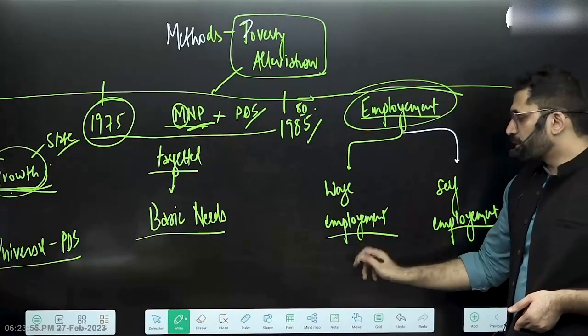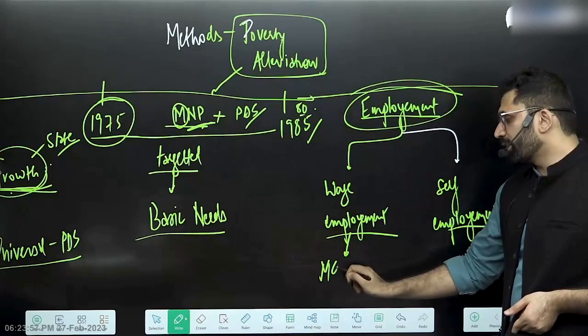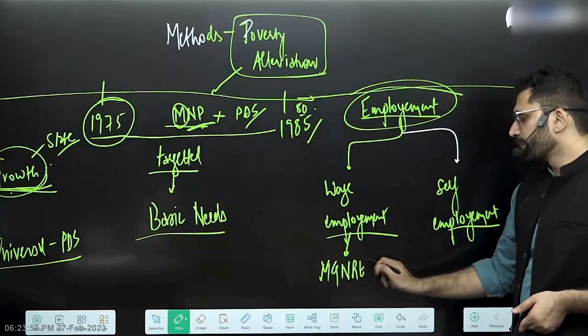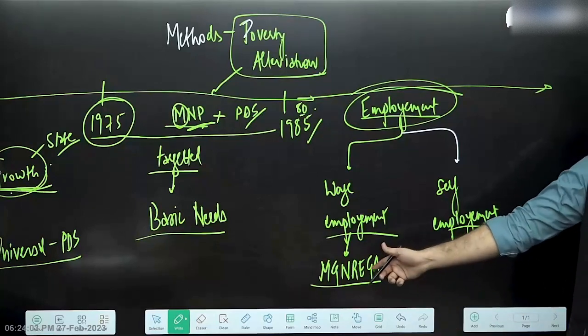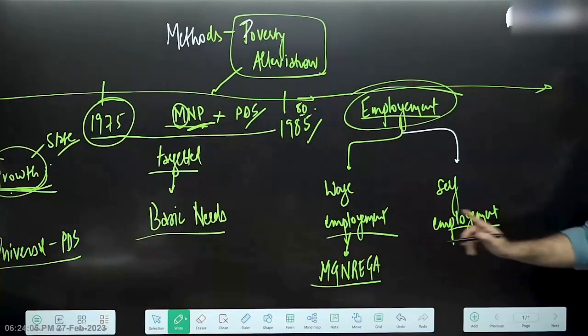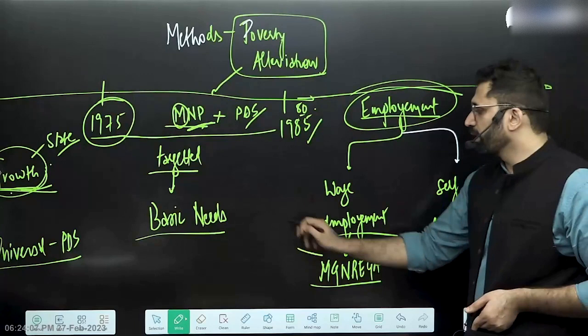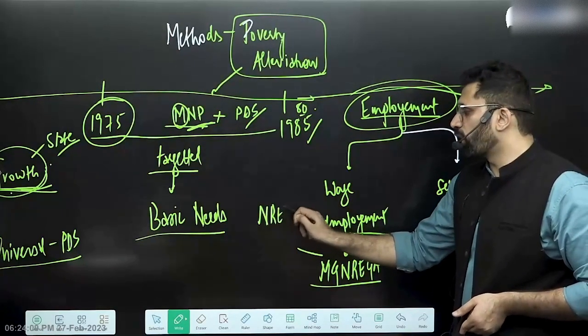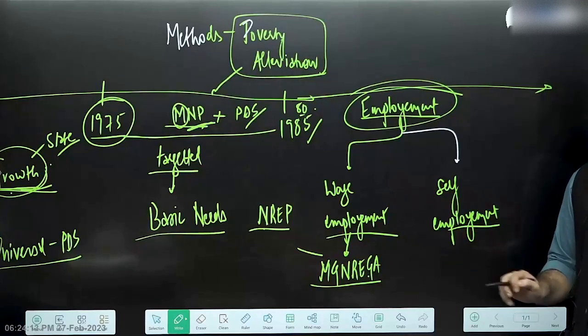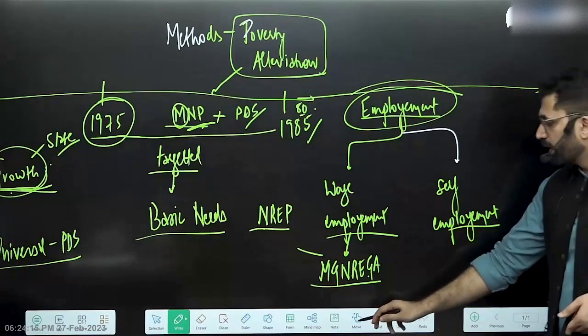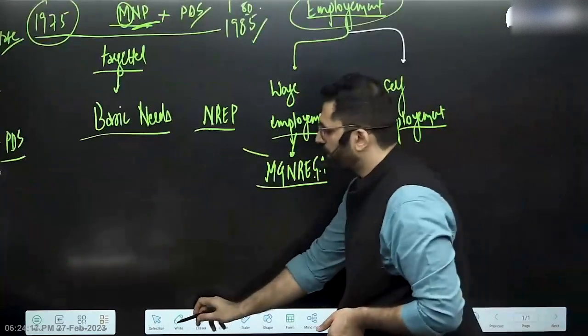Wage employment, the primary program of the government is the Mahatma Gandhi National Employment, Rural Employment Generation. This is National Rural Employment Program से start हुआ था ये, and it extended to this. This is right now the program for wage employment. And what is it for self-employment?